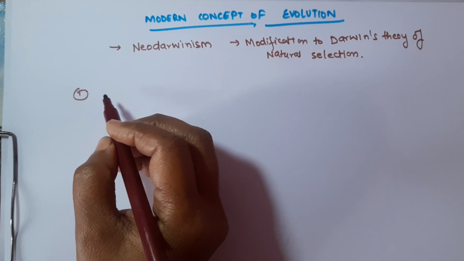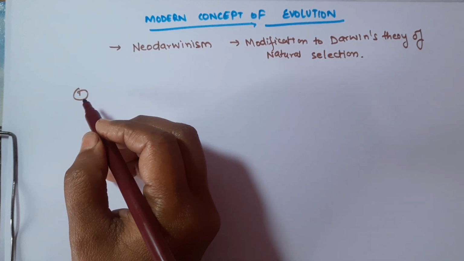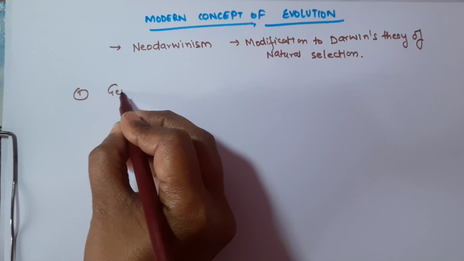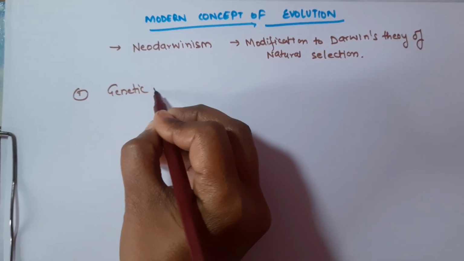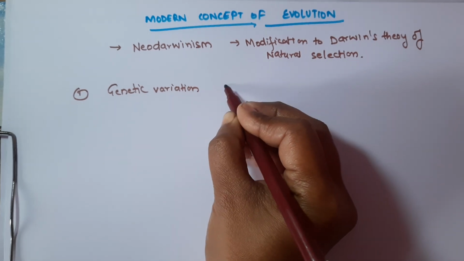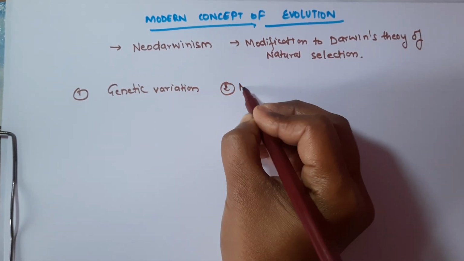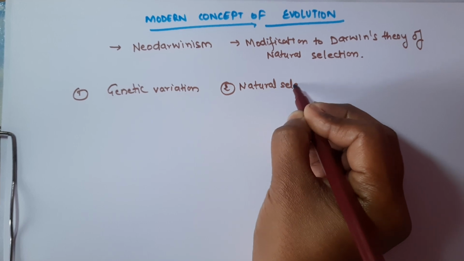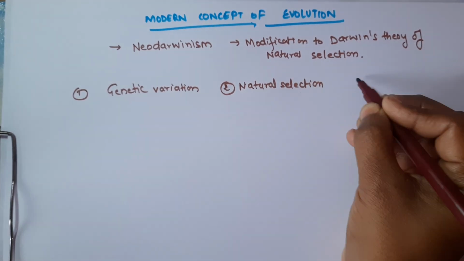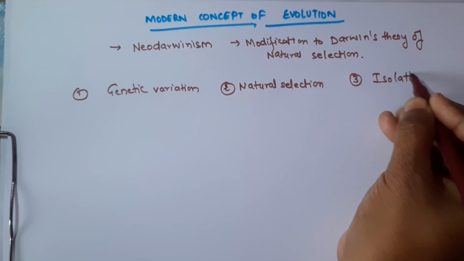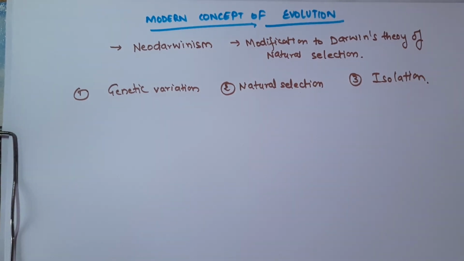It comprises the genetic variation, natural selection, and the third component is the isolation. So first of all, we'll talk about the genetic variation.